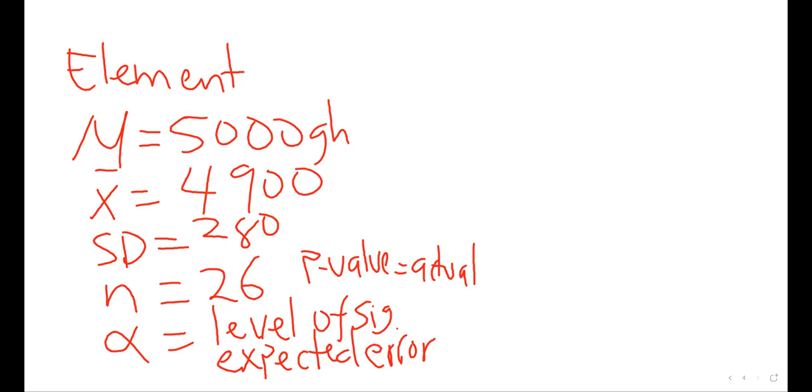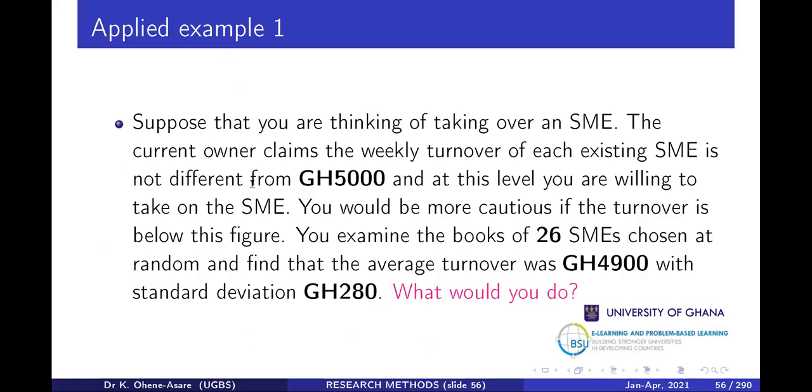So the first thing you have done is that you've been able to identify the elements in the question that you're under. Identify the elements, which is what we've done. Now, we need to go to the steps in hypothesis testing. The first step in hypothesis testing is to formulate the null and the alternative hypothesis. And we now know what the population mean is. So go to the storyline and tell me how you would formulate the null and the alternative hypothesis.